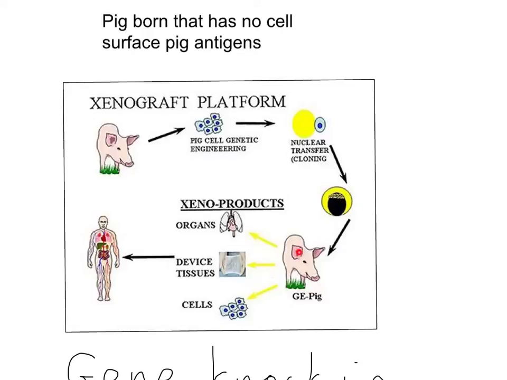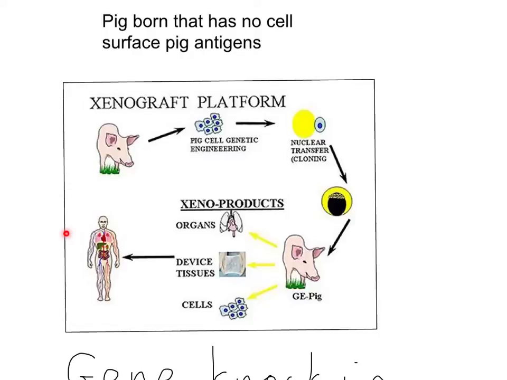Okay, so none of the cells in this pig would have these pig antigens. So in theory you could harvest its organs, its kidneys, its heart here, all sorts of things, and use those to transplant into a human being, and this human being's immune system wouldn't have an immune response towards those pig cells.